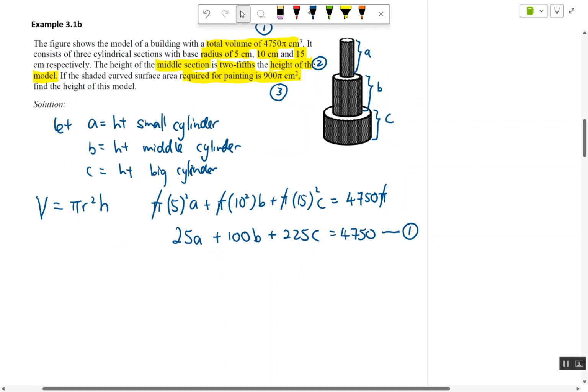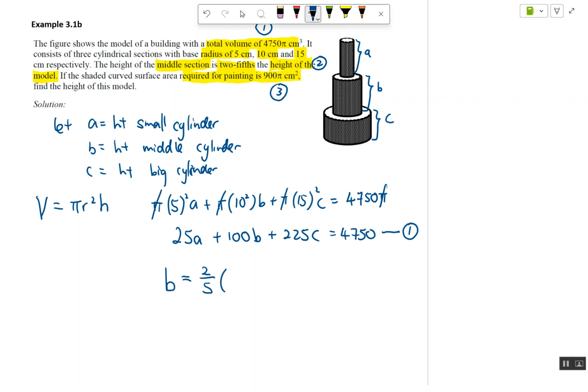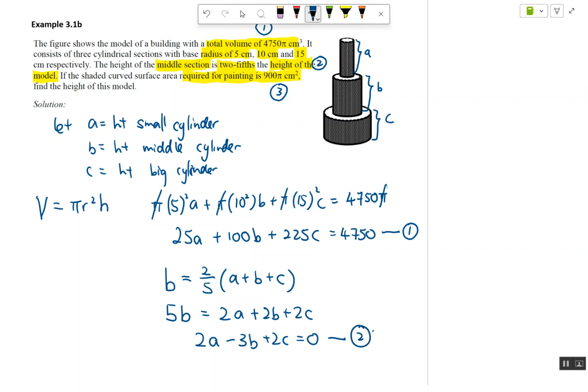Looking at the second piece of information, the middle section is 2/5 of the height of the whole model. So the height of the middle section is equal to 2/5 of the height of the whole model. That will be A plus B plus C. Now remember, in the first video, the constants must be on the right side and all your variables must be on the left side. You can multiply by 5 on both the left and the right side, 2A plus 2B plus 2C, and you can bring everything to one side such that I will have 2A minus 3B plus 2C equals 0, and that will be your equation number 2.